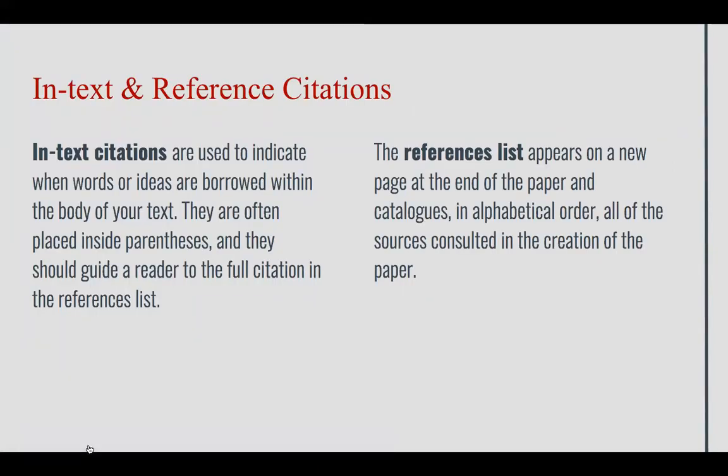Now, the difference between in-text citations and references. In-text citations are used to indicate when words or ideas are borrowed within the body of your text. They're often placed inside parentheses, and they should guide a reader toward the full citation that shows up at the end of the paper in the references list. The references list, as I mentioned in the first part of this webinar series, appears on a new page at the end of the paper, and it catalogs in alphabetical order all of the sources that have been consulted in the creation of that paper.